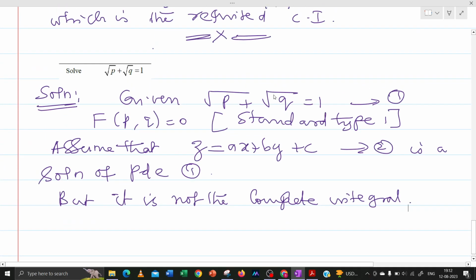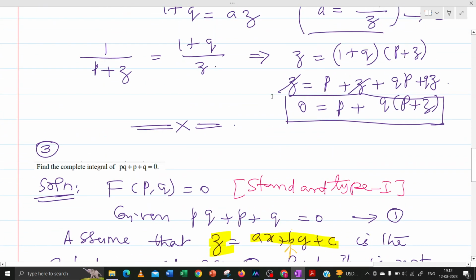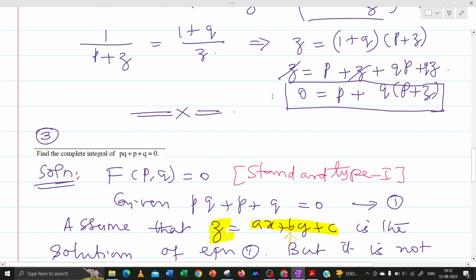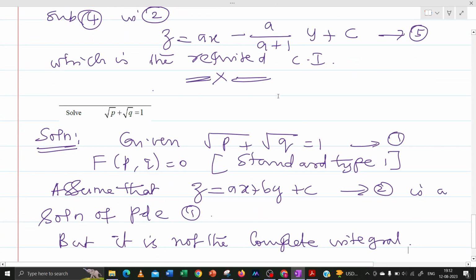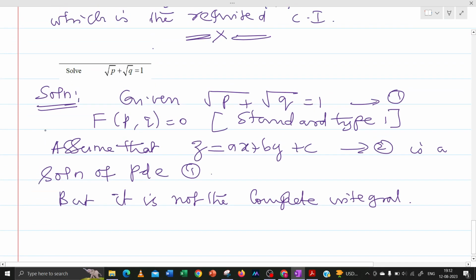What is the difference between the last problem's question and this question? Even in the last problem, it said find the complete integral. Okay, but here it is given only solve. So we have to find the complete integral and the singular integral both for this problem. Problem number 4.